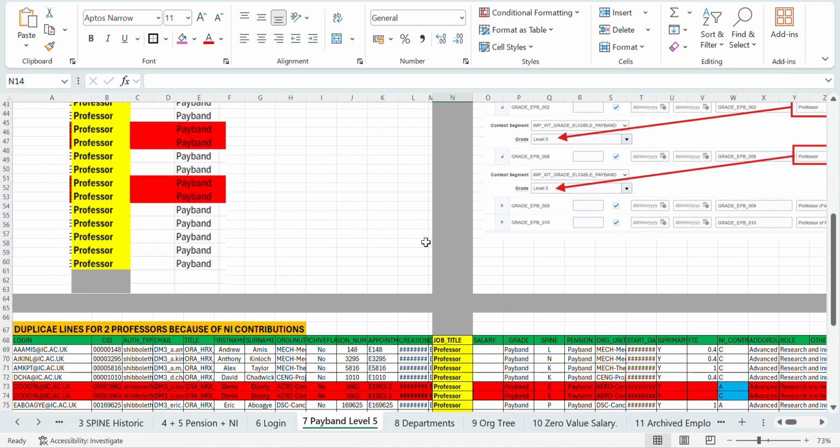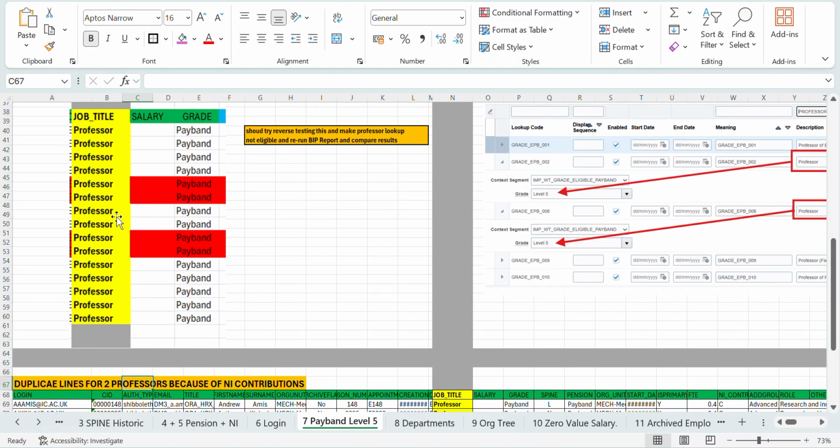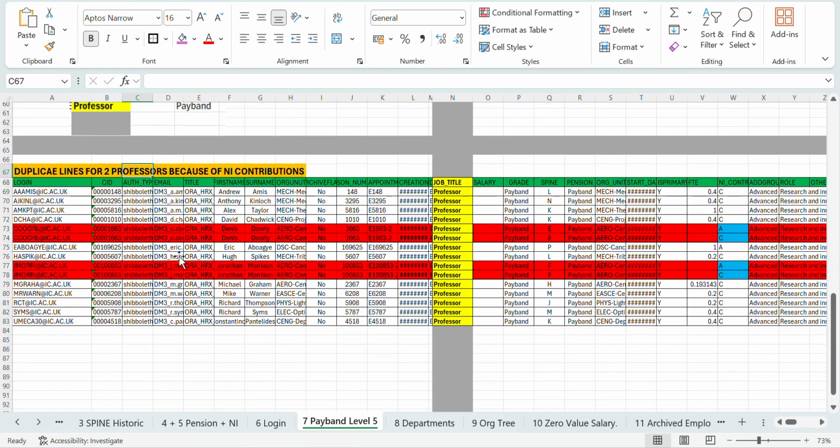So that's the idea. And just another point on this, where when looking at the professors that came out, you see a couple of reds here.